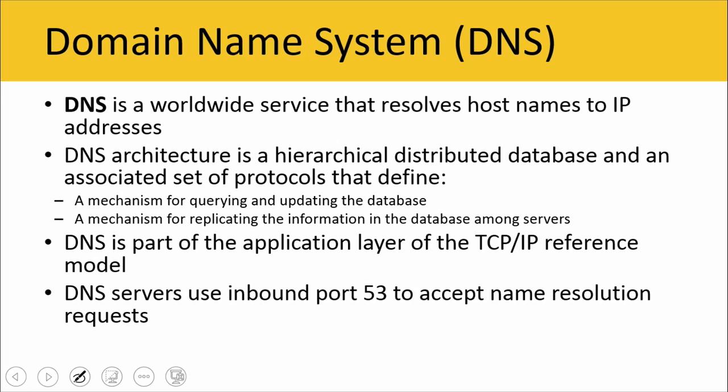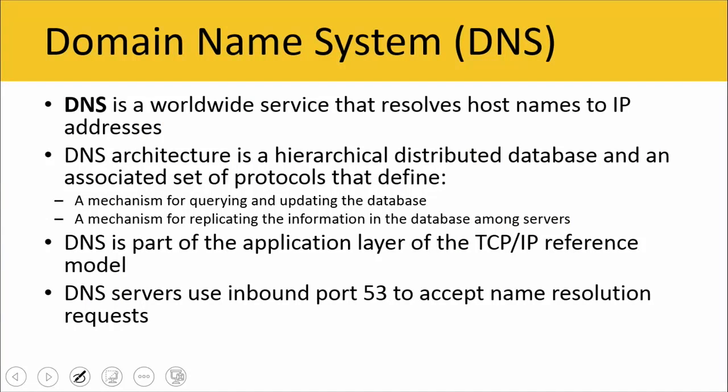DNS architecture is hierarchical and distributed, and it has an associated set of protocols that define a mechanism for querying and updating a database. It has a really extensive database that aligns names with IP addresses, and that's very similar to a telephone book that aligns telephone numbers with names. And of course, for some of you, you may not even know what a telephone book is because those are starting to go the way of the dinosaurs. But let's look back at our slide here real fast. DNS is part of TCP/IP, and the servers are going to use inbound port 53 to accept name resolution requests.